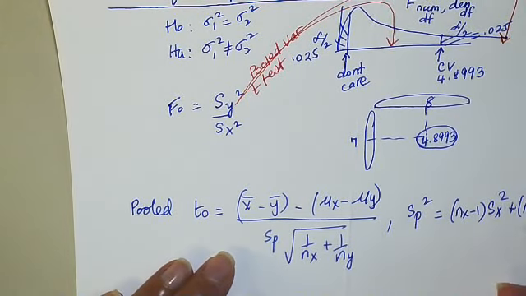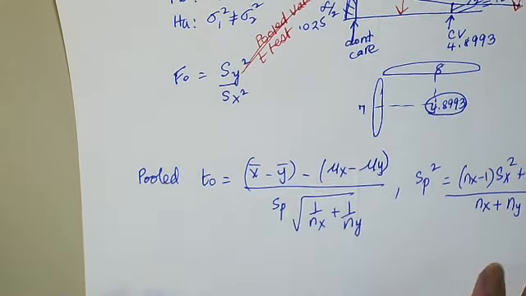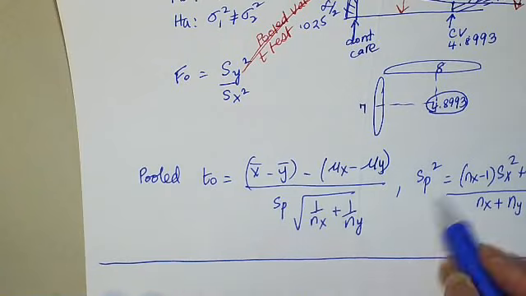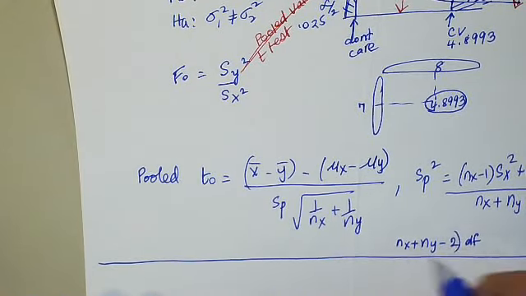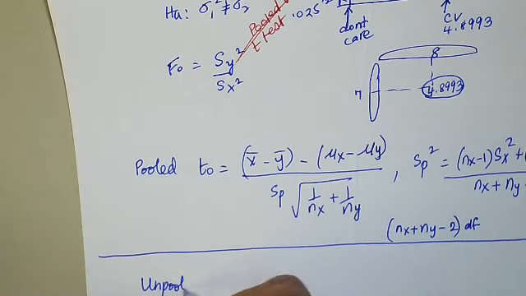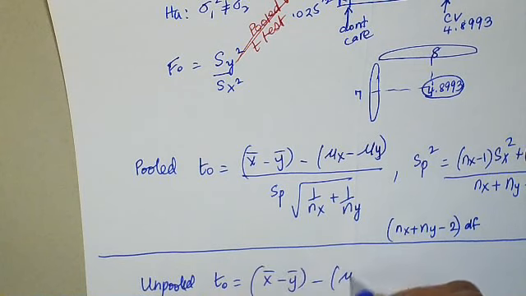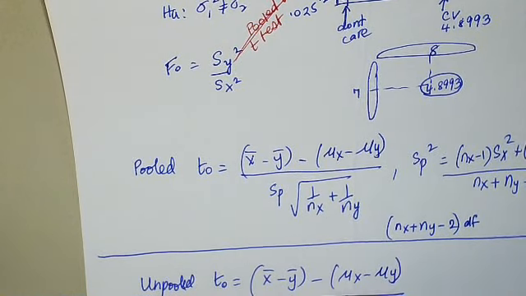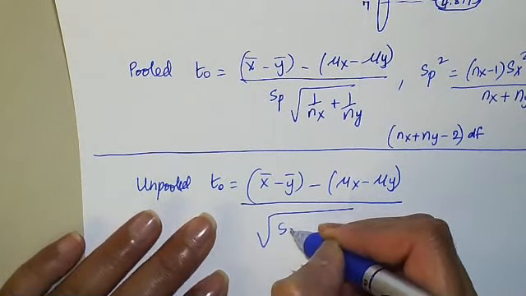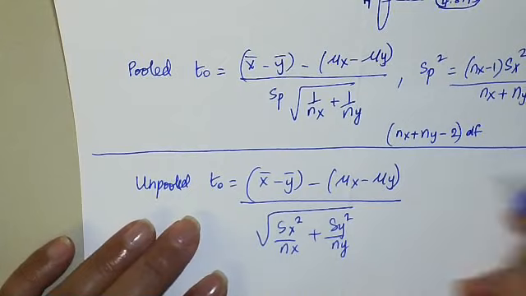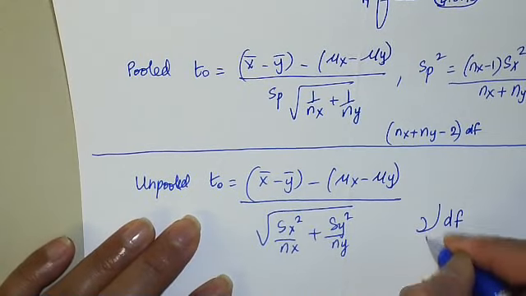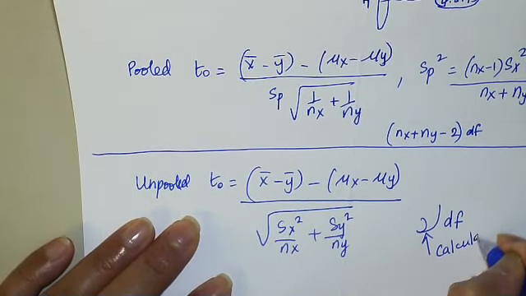Follow me. So then, for pooled variance, the test statistic T naught is equal to x bar minus y bar minus mu x minus mu y over SP times radical 1 over nx plus 1 over ny, where SP squared is given by nx minus 1 sx squared plus ny minus 1 sy squared, over nx plus ny minus 2. And this is performed at nx plus ny minus 2 degrees of freedom.